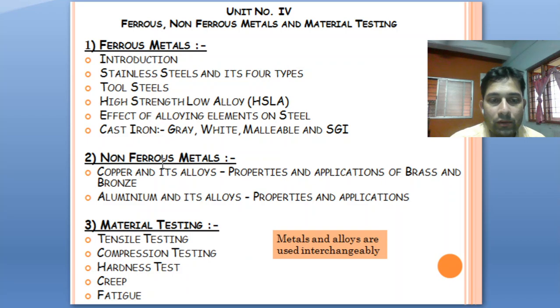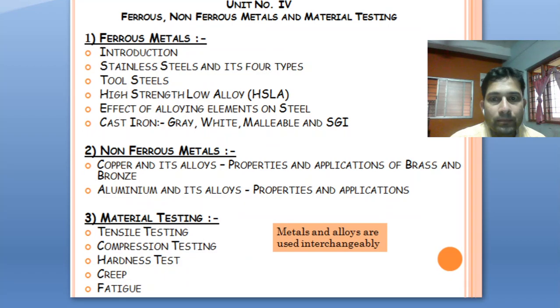Further, in today's class we'll start with the non-ferrous metals also. We'll start with the non-ferrous metals description, and under that we'll see aluminum and its alloys, the properties and applications. So I'll go quickly through the slides I had shown in the last class.